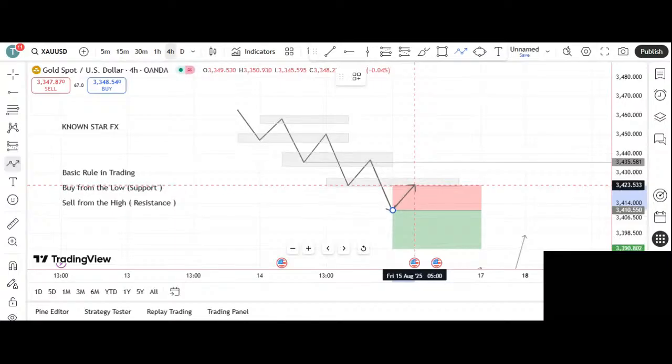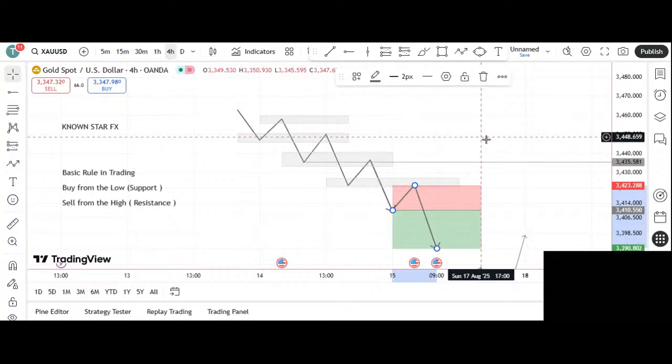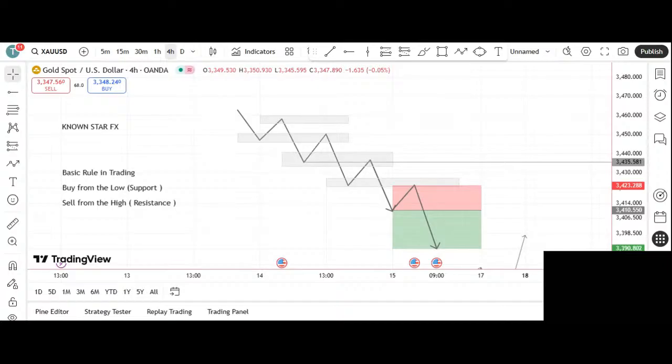So, in order to trade this properly, you need to what? Sell from the high, and the only high that can exist from here is when this support level becomes a resistance, and you sell from your resistance. So when it becomes your resistance, you do what? You sell, boom, and you're in massive profit. Do you understand the concept now?